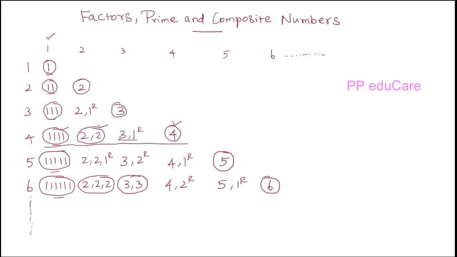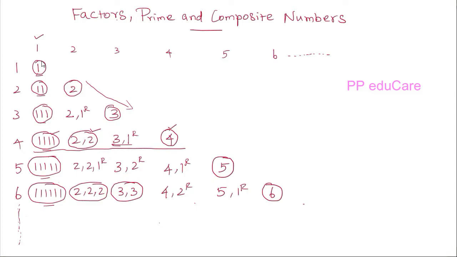Now look at this diagonal. Already 1 is a factor of 1. 2 divides itself exactly one time. Therefore 2 is a factor of 2. 3 divides itself exactly one time. So therefore 3 is a factor of itself. 4 divides itself exactly one time. So therefore 4 is a factor of itself. 5 divides 5 exactly one time. So therefore 5 is a factor of itself. 6 divides 6 exactly one time. So therefore 6 itself is a factor.